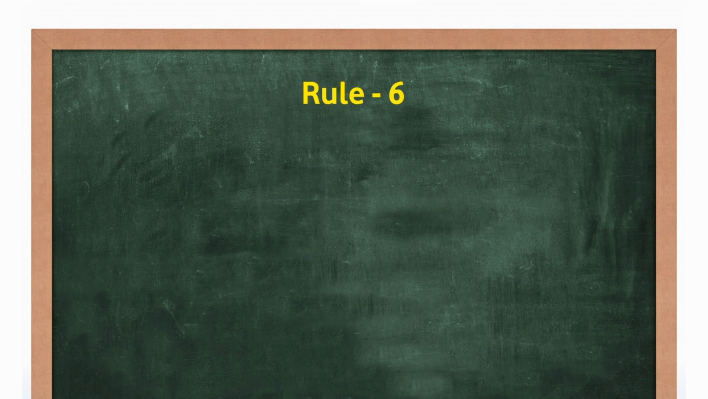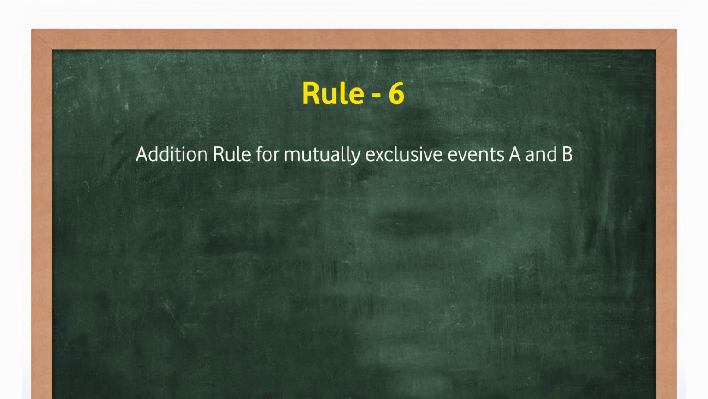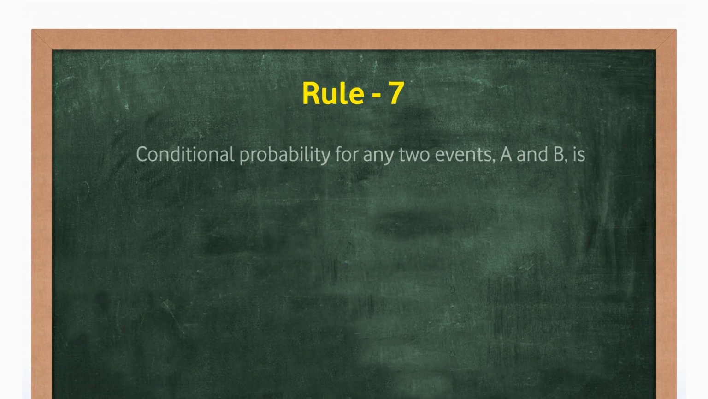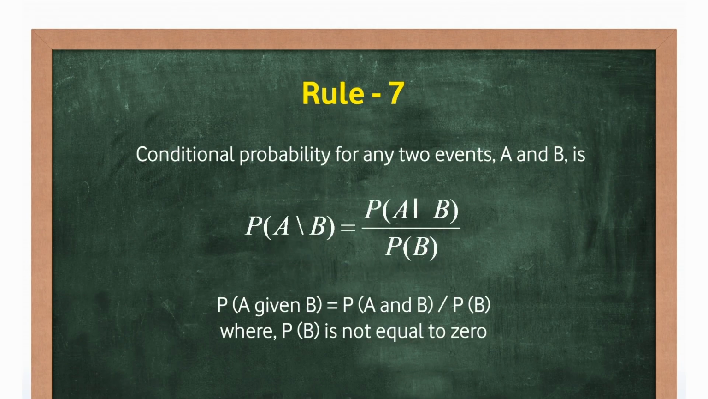And probability rule 6 is the addition rule for mutually exclusive events A and B, where the probability of A union B equals the probability of A plus the probability of B, or P(A or B) is P(A) + P(B). Rule number 7 is conditional probability: for any two events A and B, P(A|B) is equal to P(A and B) upon P(B), where P(B) is not equal to 0.